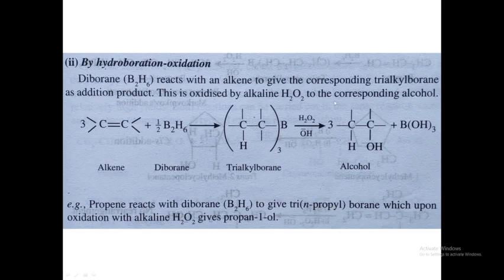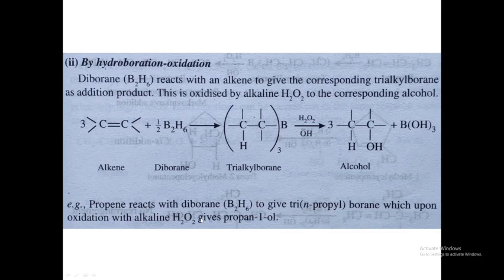Okay, so initially when an alkene like C double bond C compound reacts with a diborane, then it forms a trialkyl borane intermediate, which is on reaction with hydrogen peroxide. Oxidation reaction will take place, hydrogen peroxide in alkaline medium, then we get an alcohol. Okay, so here in case of propene, propene reacts with the diborane to give tri-n-propyl borane, which upon oxidation with alkaline hydrogen peroxide gives propan-1-ol.